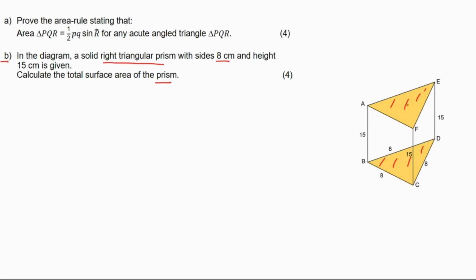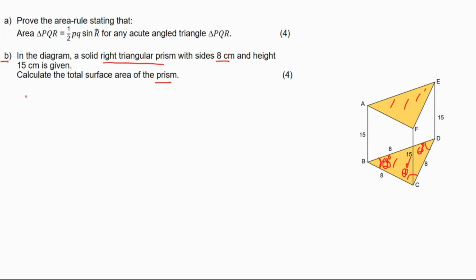Right, let's start by finding the area of the bases, which are the triangles. We can use the area rule. But if you check, what can you say about the sizes of angle B, angle C, and angle D? These angles are all 60 degrees. Why? Because this is an equilateral triangle. BC is 8 units, CD is 8 units, BD is 8 units. So it's an equilateral triangle. The interior angles of an equilateral triangle are all 60 degrees.